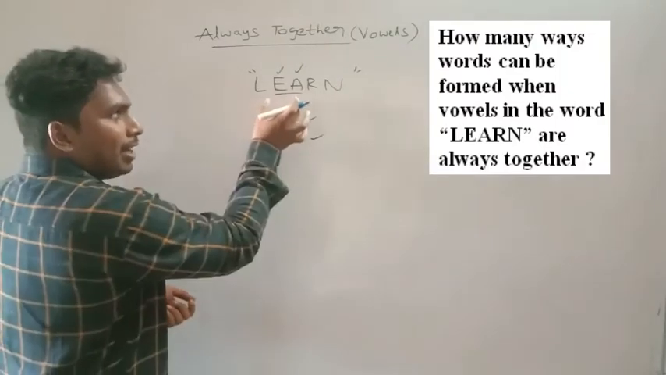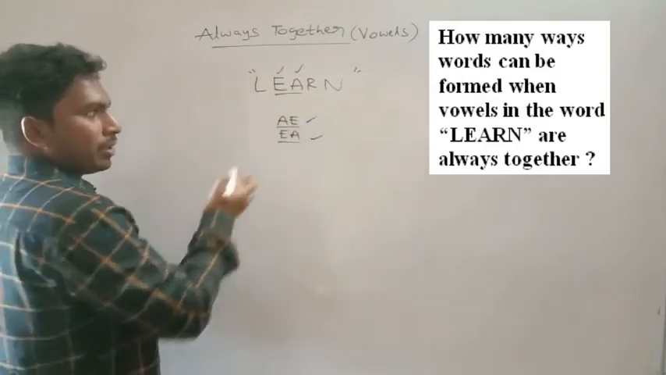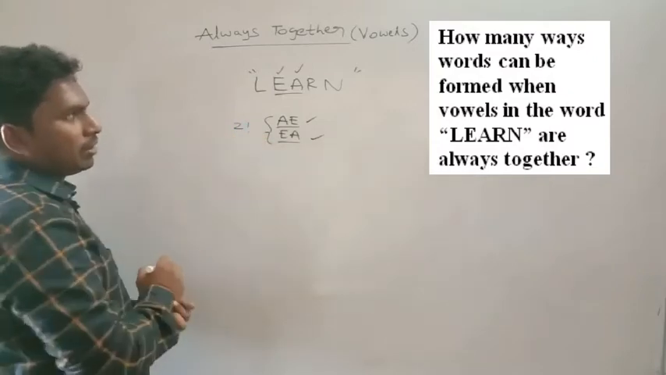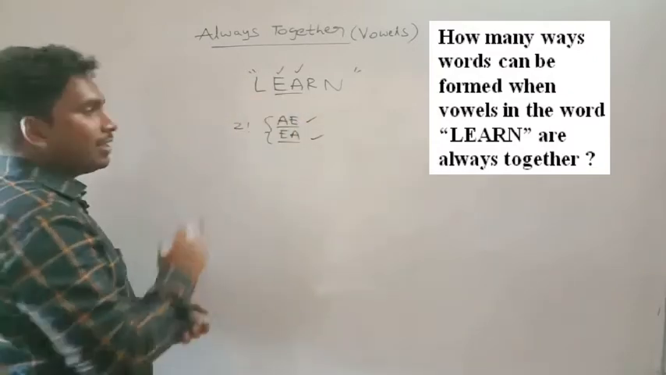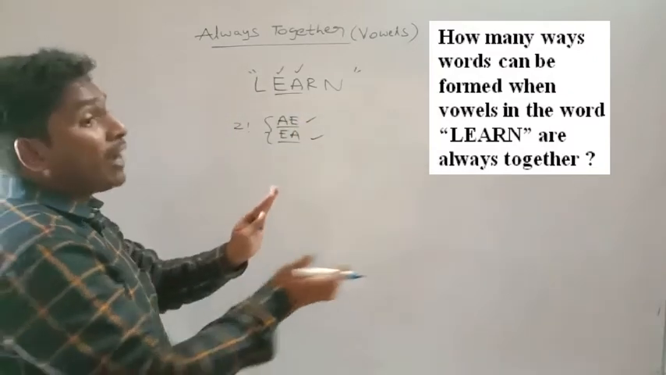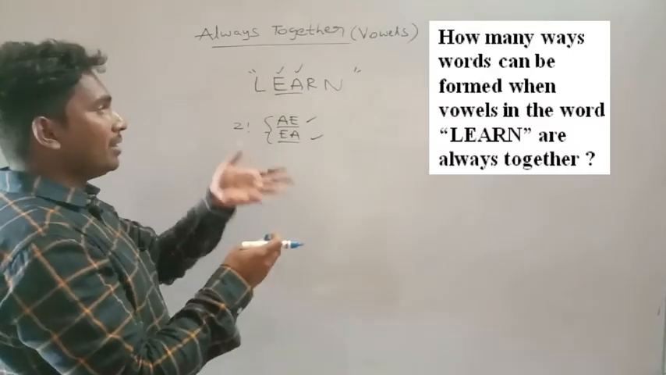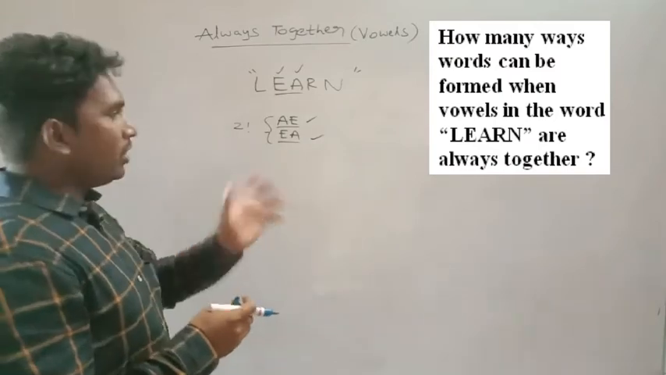As they are two letters, you can arrange them in two ways, that means 2 factorial ways. If there are three letters, then 3 factorial ways. If there are five such letters which have to come together, then that will be 5 factorial. This is how you have to do it.